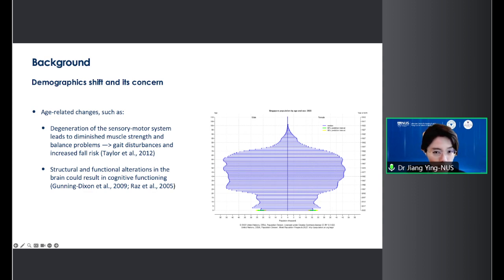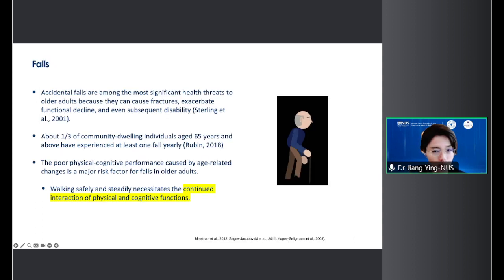There is a change in the sensory or motor system, which may lead to diminished muscle strength and balance problems, which will cause gait disturbance and increase their fall risk. As well as change in cognitive function because of structural or functional alteration in the brain. This is part of the change associated with getting older. We know that for a person to walk steadily is actually a continuous interaction, not just the physical body and lower limb strength, but also cognitive functioning. So poor physical and cognitive performance is one of the risk factors for falls among the elderly population.